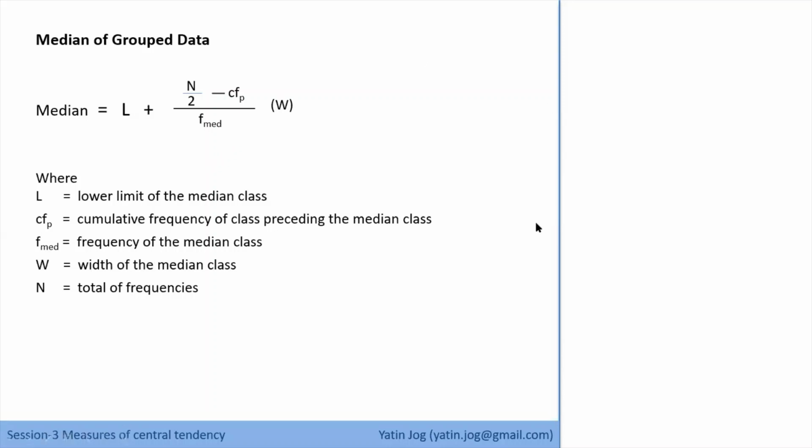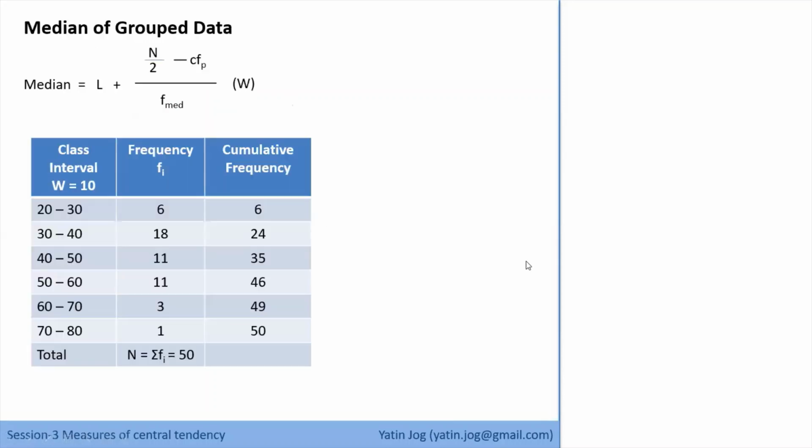Okay, fine. So suppose you have this problem, and for this data set, you want to find the median value. First, you have to calculate the cumulative frequency, the less than type of cumulative frequency. Starting from 6 plus 18 is 24, plus 11 is 35, plus 11, and so on. So the total number of observations we have is 50. Now in this formula, the first step is to find the median class.